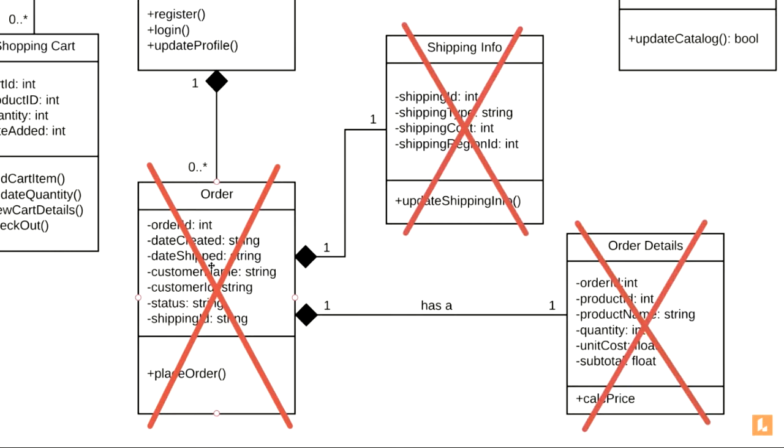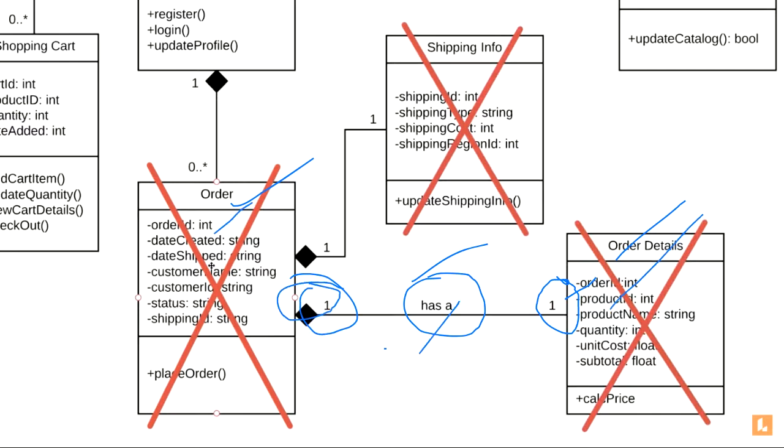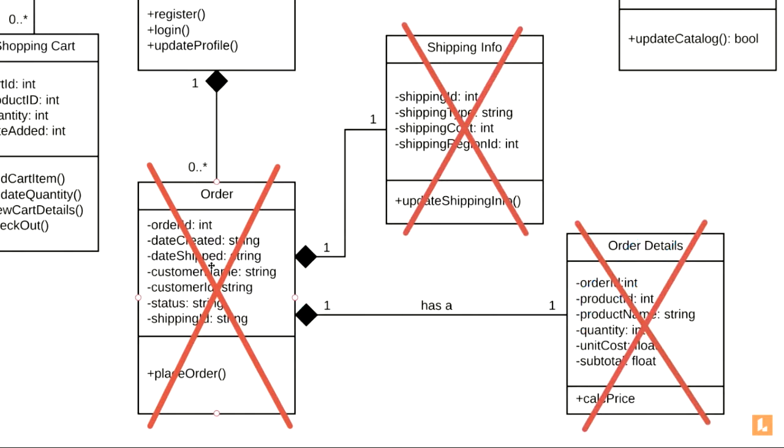Now read this. What does this mean? Here has is already written. Order has only one order details. Here also there is 1. It means order details has only one order. So this is a 1-to-1 relationship. Now I think it should be clear to everyone. Okay? We will see more examples in the next class.